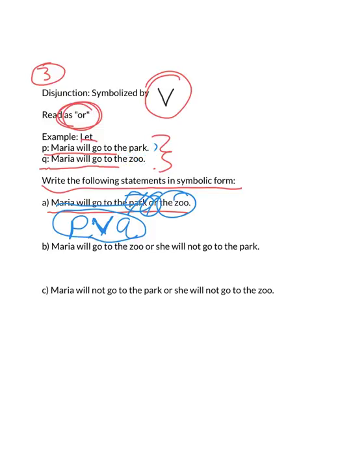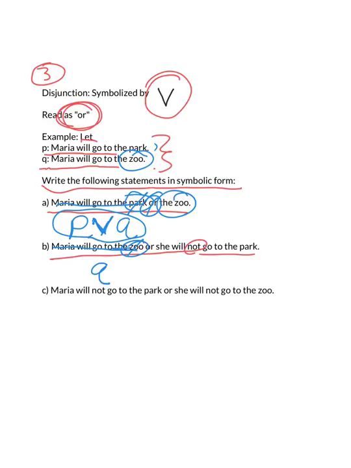Next up, part B. Maria will go to the zoo or she will not go to the park. Remember, I don't necessarily go in alphabetical order. I go in the same order as the sentence from left to right. So this time, it's like they're trying to trick us because zoo comes up first when you reread that sentence. And zoo is represented by the letter Q. So Q is going to come first for a change.